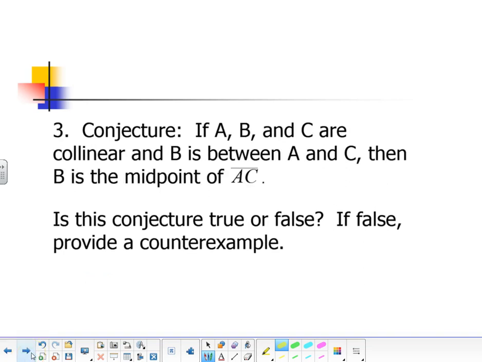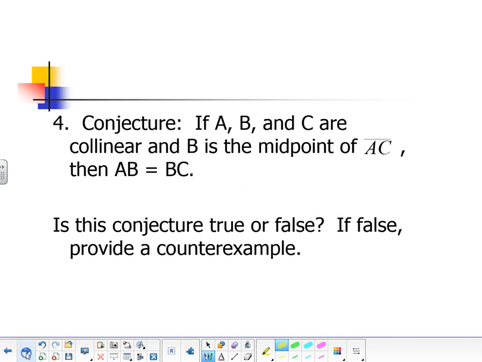So let's try this one. If A, B, and C are collinear and B is between A and C, then B is the midpoint of AC. So is that true or false? Well, that's false. All we're given is that B is between A and C and on the same line. We don't know that it's the midpoint. We would need something else. So not every point in there is going to be the midpoint. So that's a false conjecture.